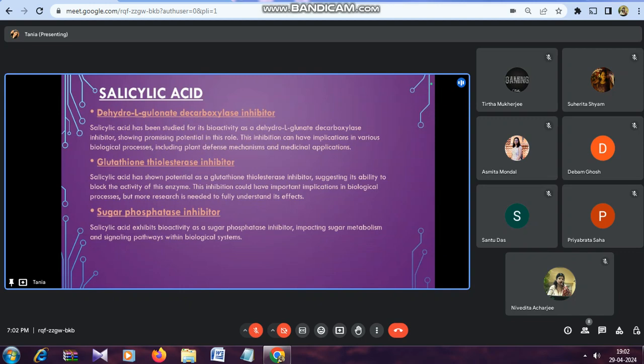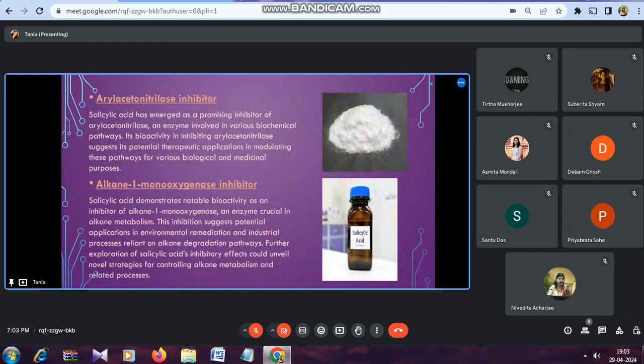Next is sugar phosphatase inhibitor. Salicylic acid exhibits bioactivity as a sugar phosphatase inhibitor, impacting sugar metabolism and signaling pathways within biological systems. Arylacetonitrilase inhibitor. Salicylic acid has emerged as a promising inhibitor of arylacetonitrilase, an enzyme involved in various biochemical pathways. Its bioactivity in inhibiting arylacetonitrilase suggests its potential therapeutic application in modulating these pathways for various biological and medicinal purposes.